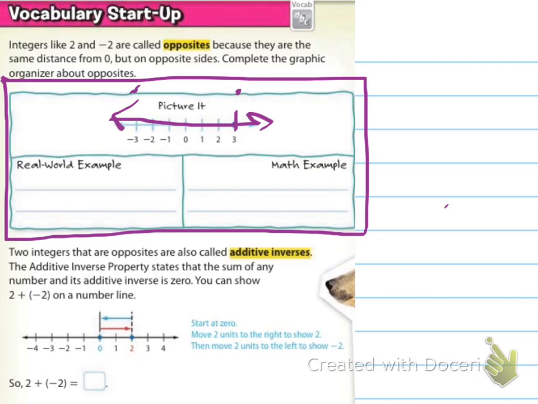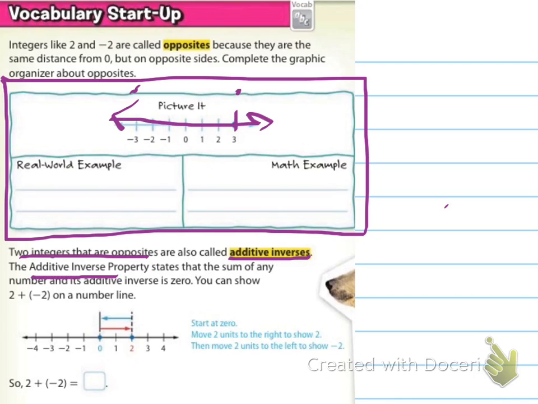Two integers that are opposites are also called additive inverses. So I want you to use this vocabulary here. Say additive inverses. So you can show this as vocab. The additive inverses are two integers that are opposites. The additive inverse property states that the sum of any number and its additive inverse is 0.